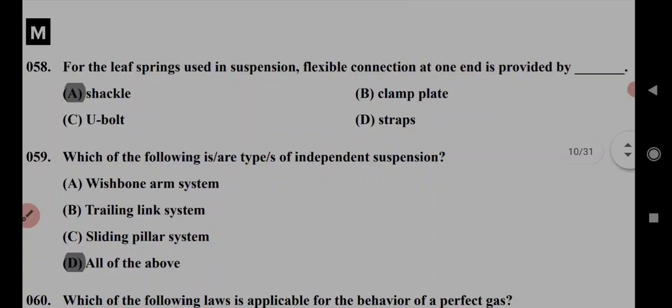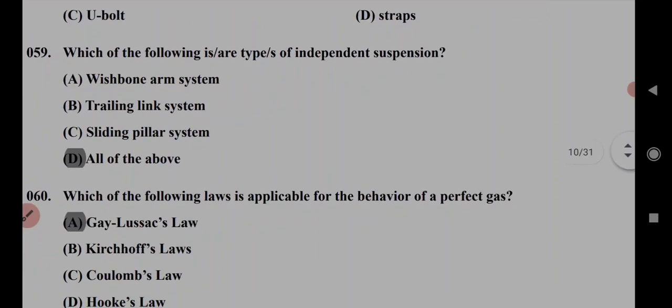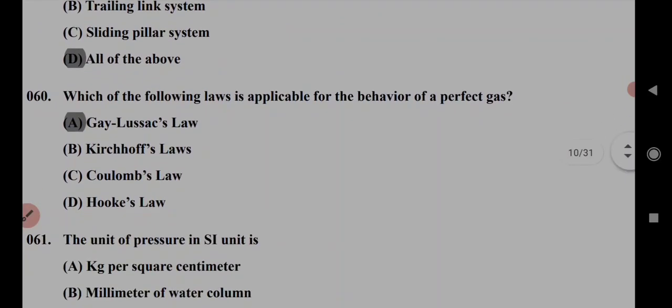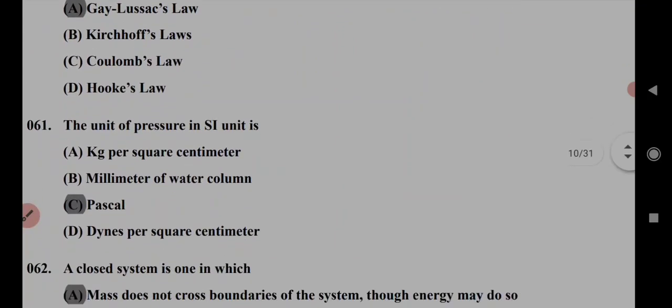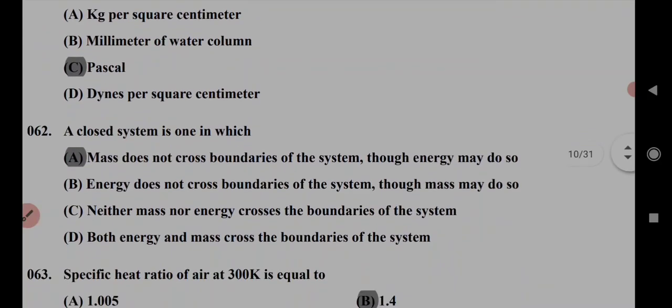And for the leaf spring used in suspension, the flexible connection at one end is provided by shackles. Which of the following is of independent suspension? All of the above. Which of the following laws is applicable for the behavior of the perfect gas? The gas law. The unit of the pressure in SI unit is Pascal.